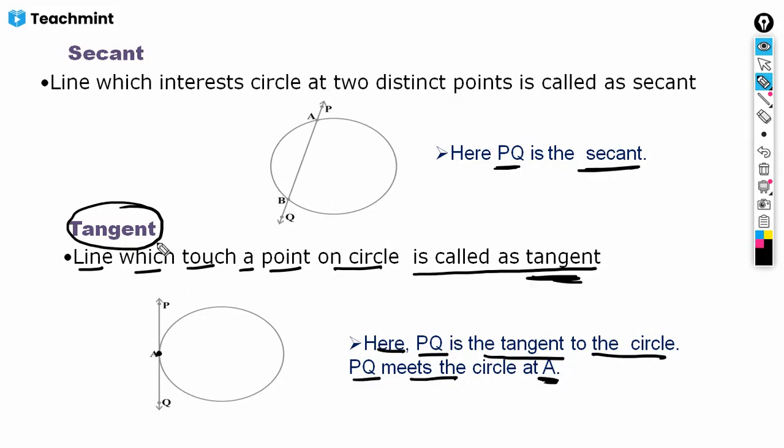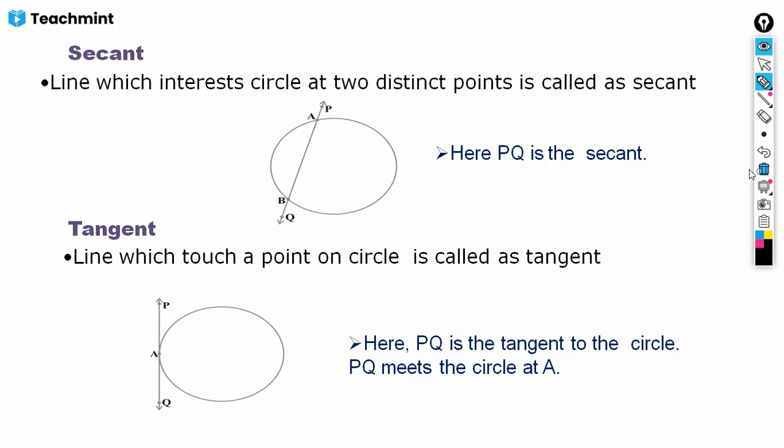It's very simple. When it is a secant, it is intersecting at two different points. If it is a tangent, it is touching at one point on a circle. Hope it is clear to everyone. Clear? Yes, sir.